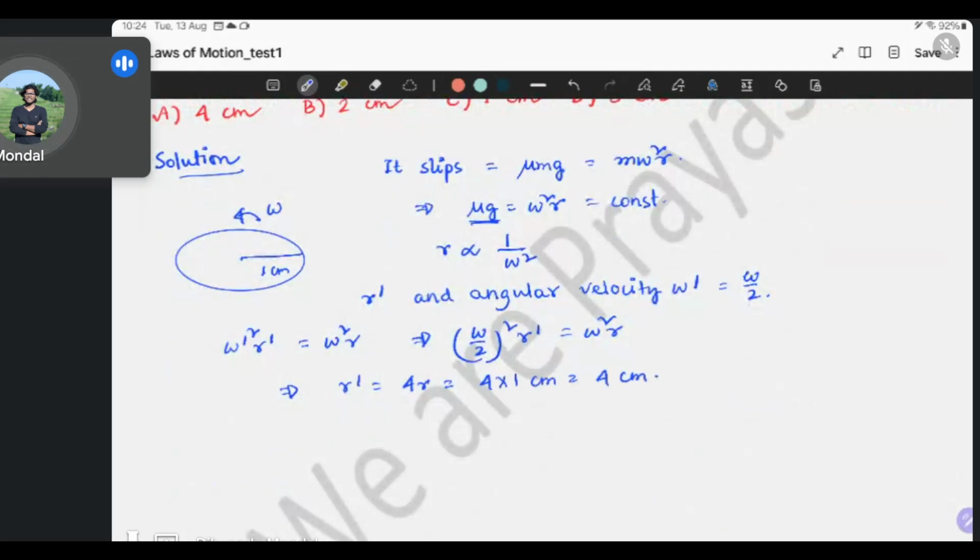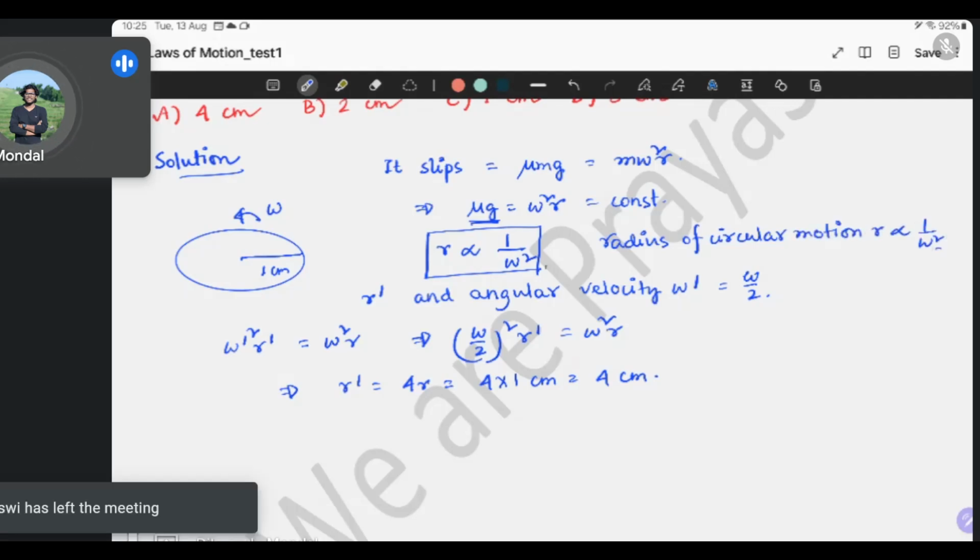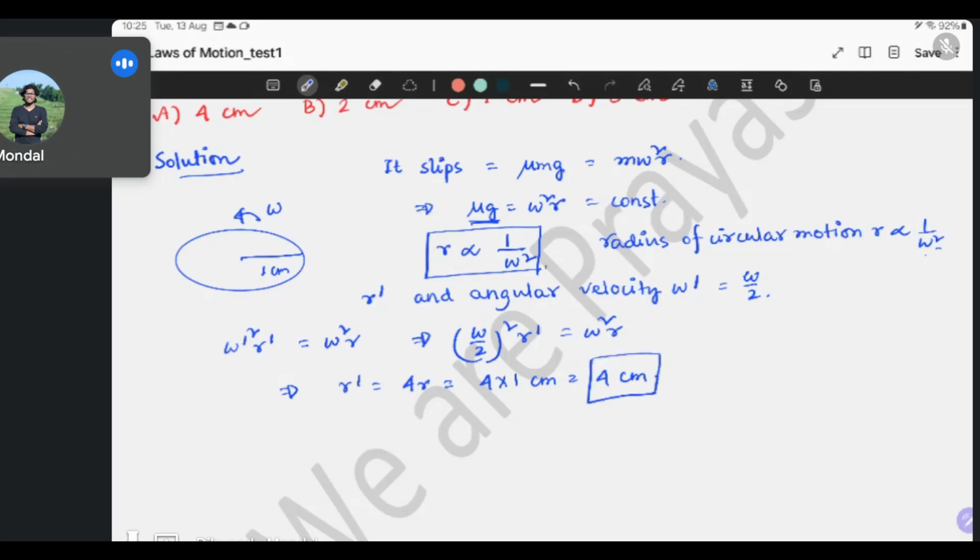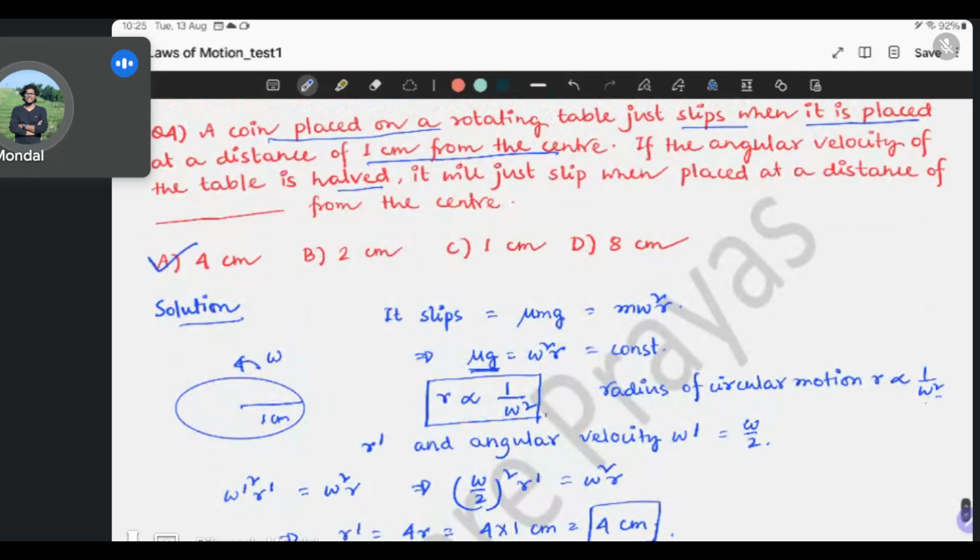So the easy thing is, the radius of circular motion r is proportional to 1 by omega square, where omega is the angular velocity. From there we can get this is 4 centimeters. So option A is the correct option. Okay.